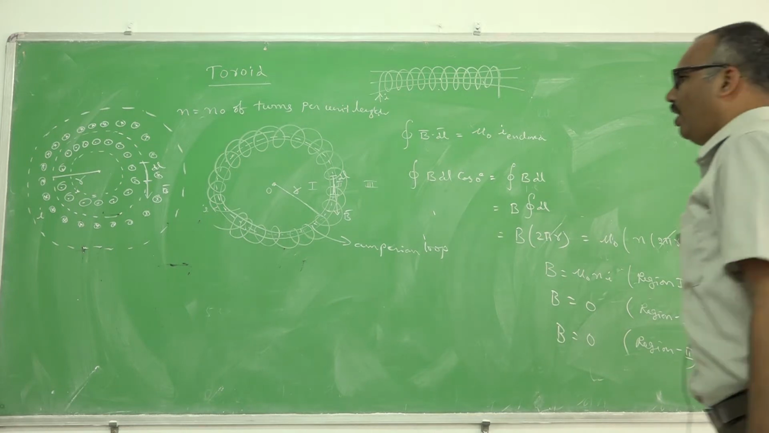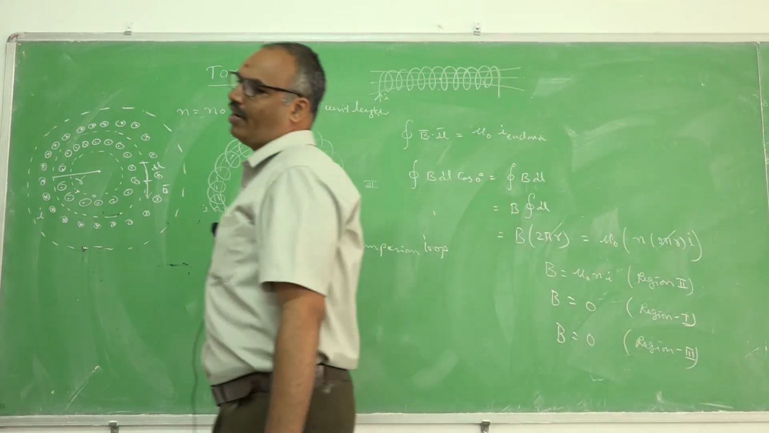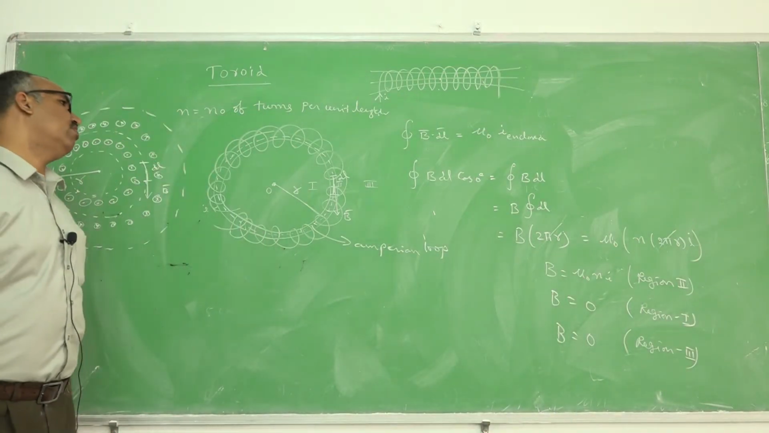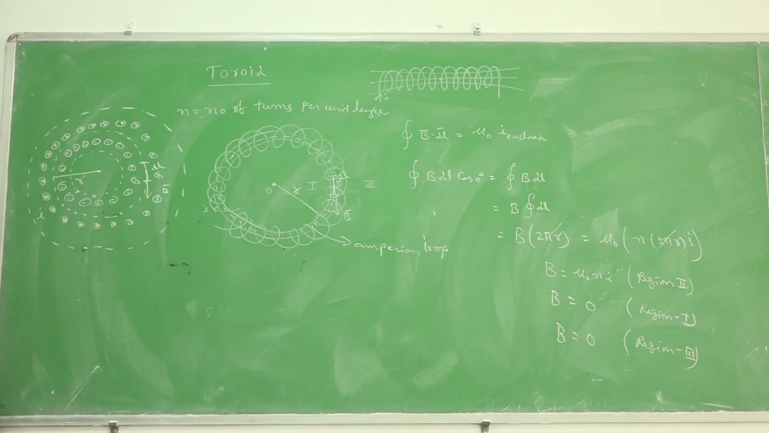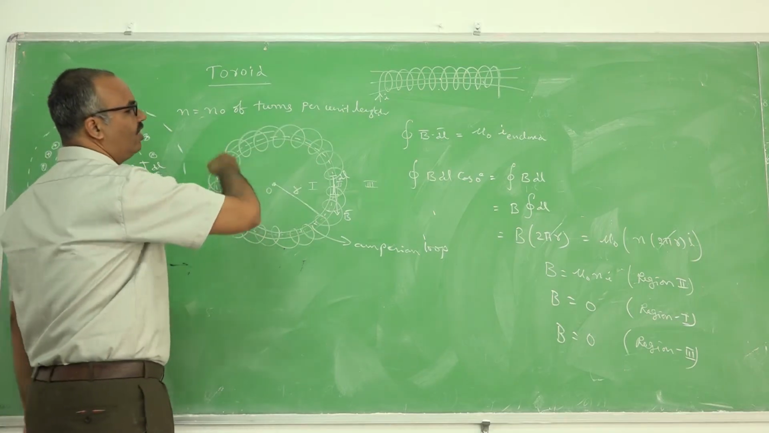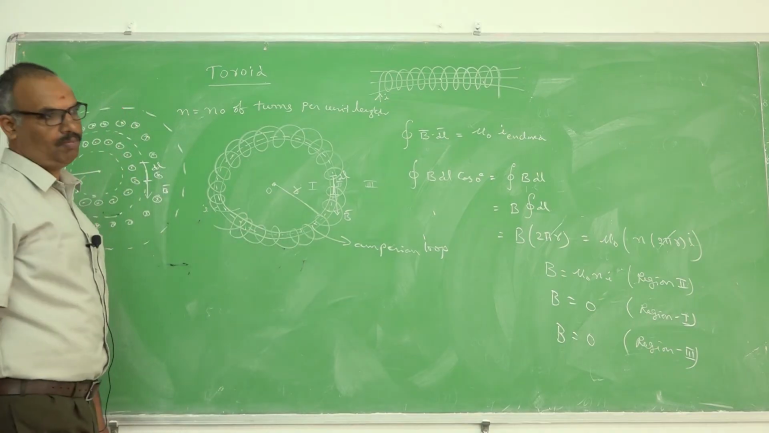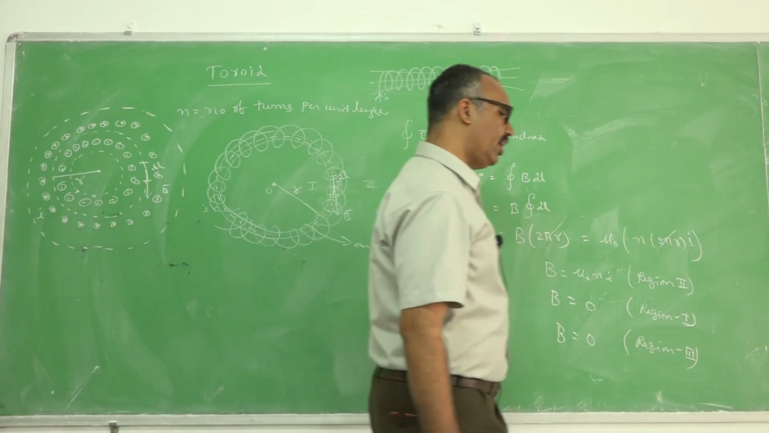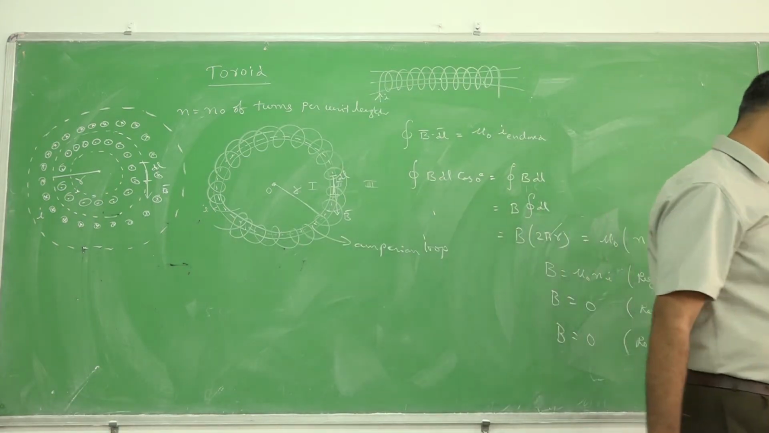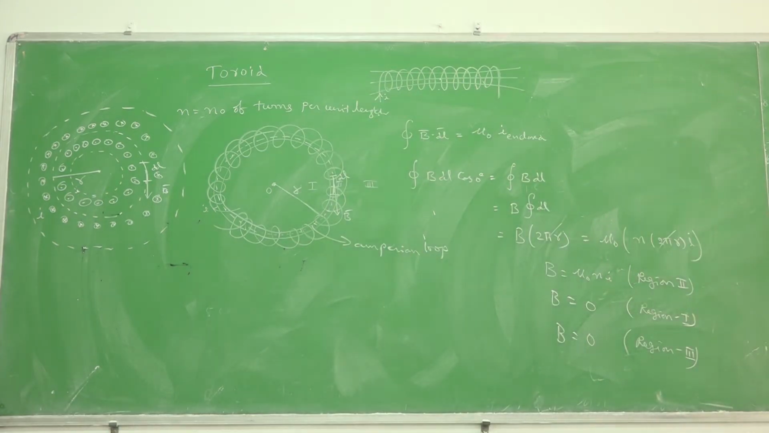In case of a toroid, the entire magnetic field is confined to the inner core of the toroid, and the magnetic field is in the form of circular shape. The strength of the magnetic field is independent of the radius of the toroid.